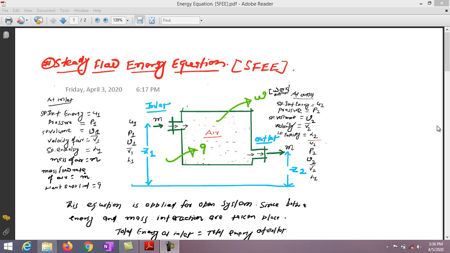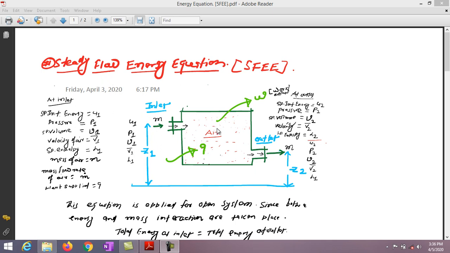We will discuss today about a steady flow energy equation. Basically, this equation is applied for open system because, as you know, in open system both mass interaction and energy interaction can take place across the boundary of the system. So basically this equation deals with open system.